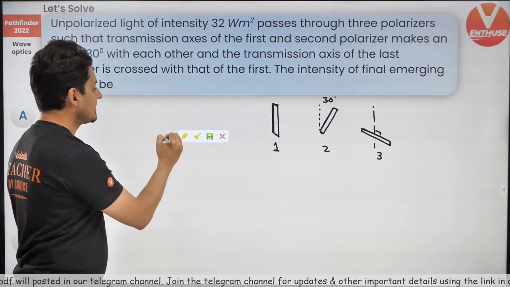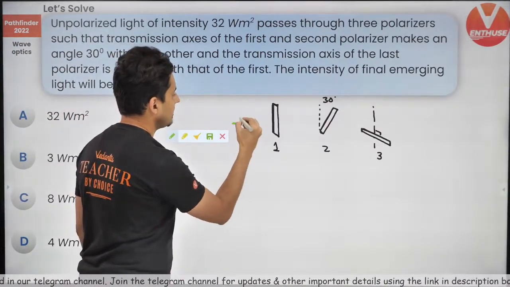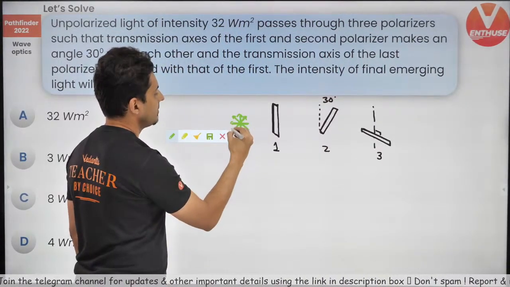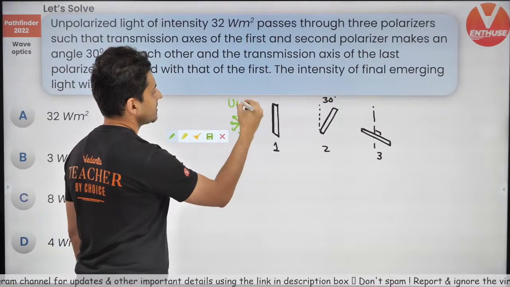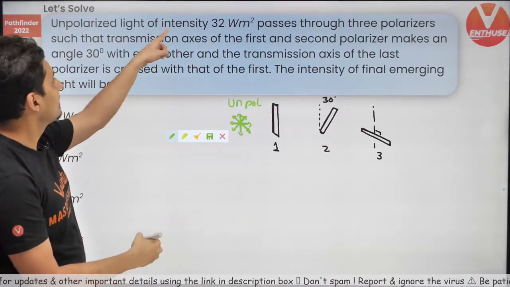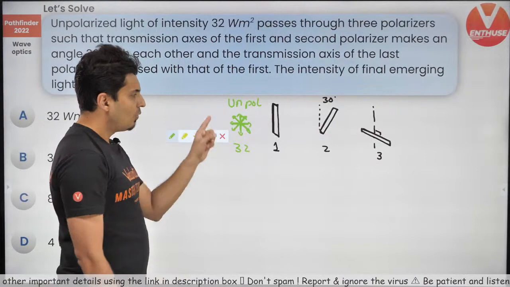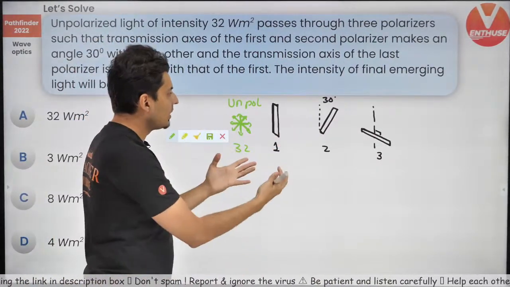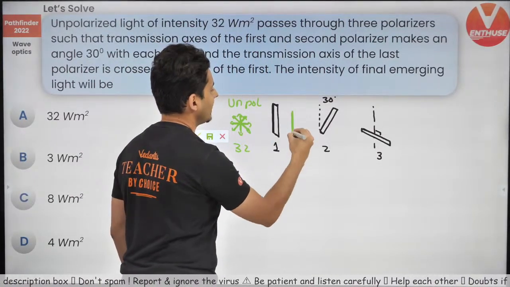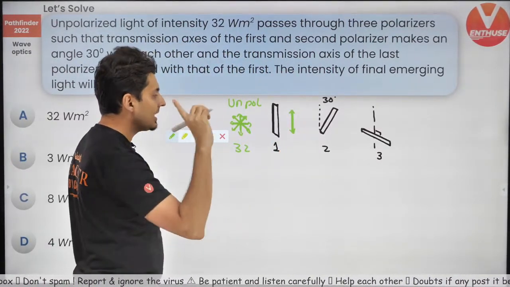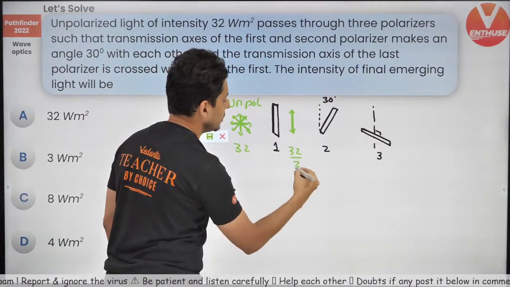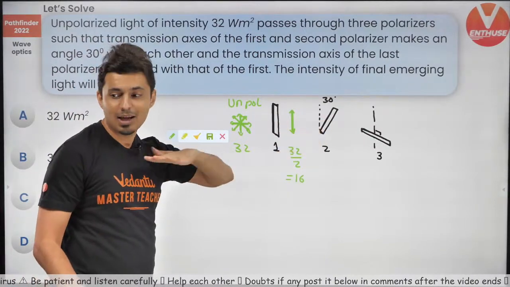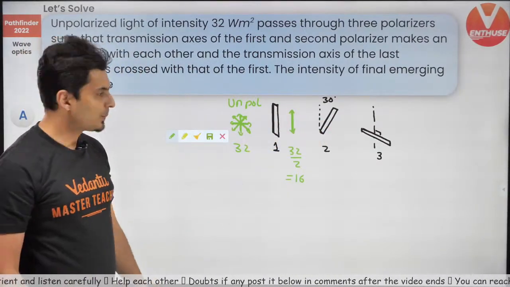Now unpolarized light enters. This is how you show unpolarized light. What is the intensity? 32. Great. What happens when unpolarized light enters a polarizer? Obviously it gets polarized, and the intensity becomes exactly half. So it will become 32 by 2, which is nothing but 16. Remember, half of these will enter, half of them will just go away.